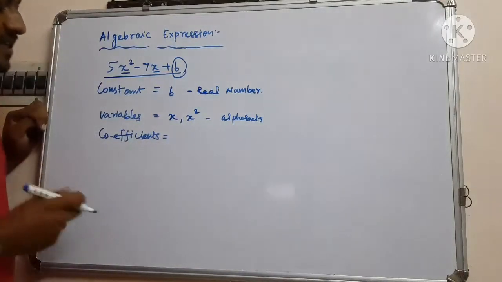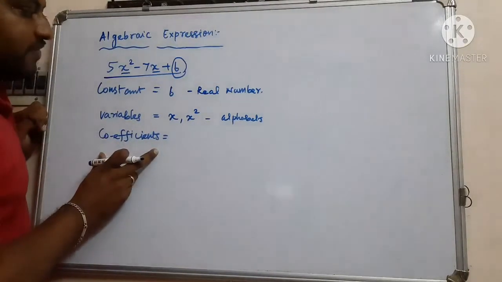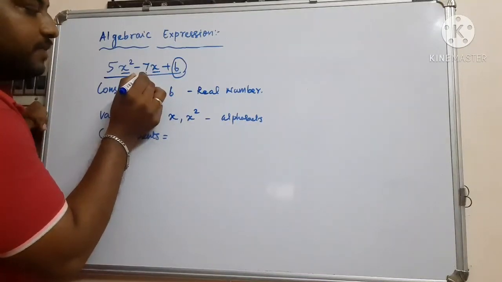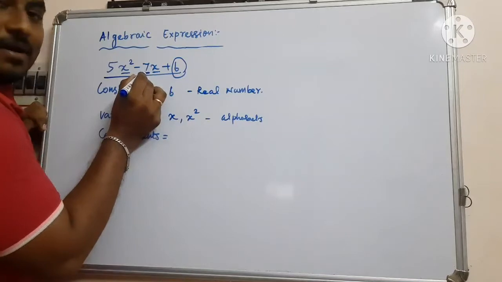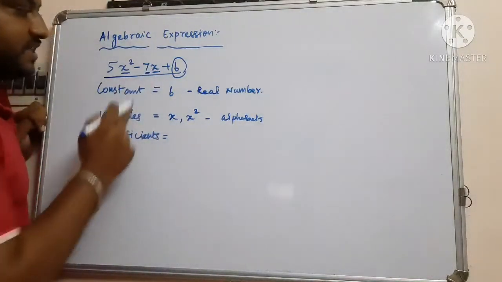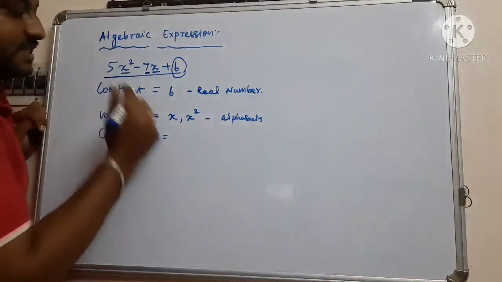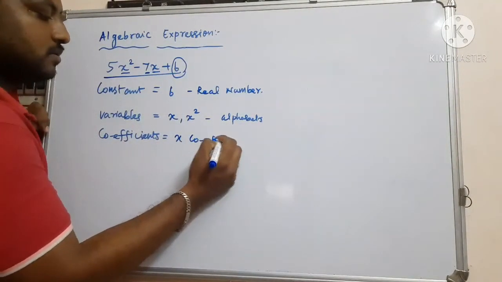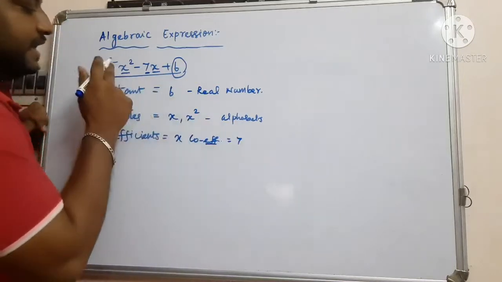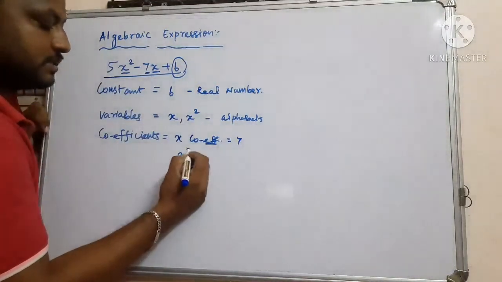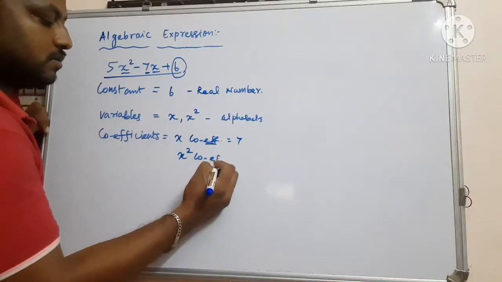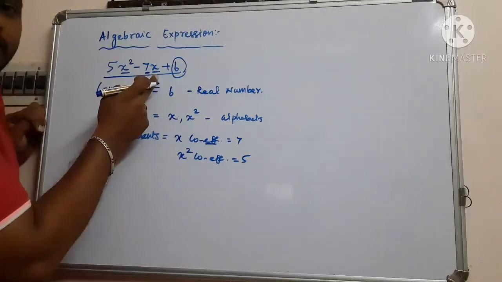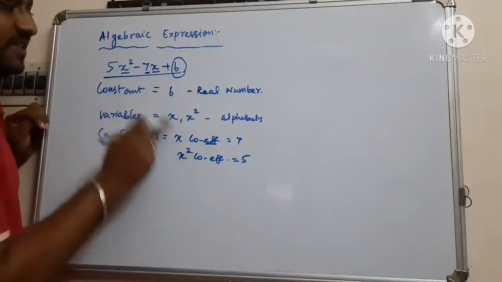Okay. So coefficients. Next, the term is a coefficient. Coefficient means the number before the variable is called a coefficient. For example, x coefficient is 7. X square coefficient is 5. So coefficient means the number before that variable is called a coefficient.